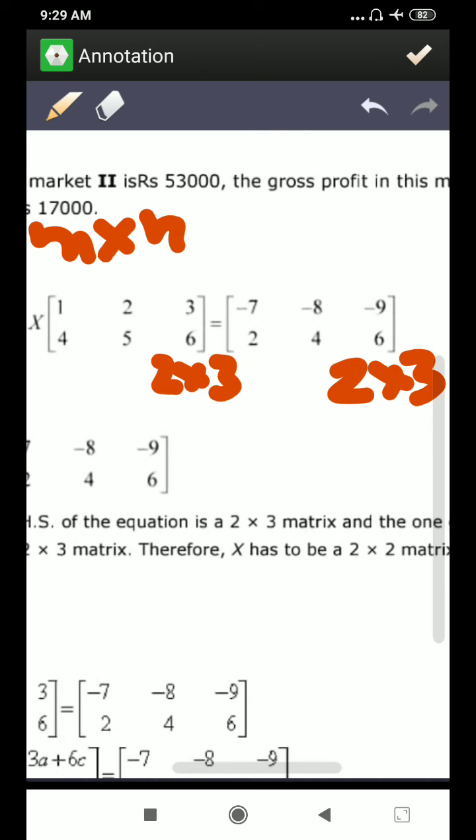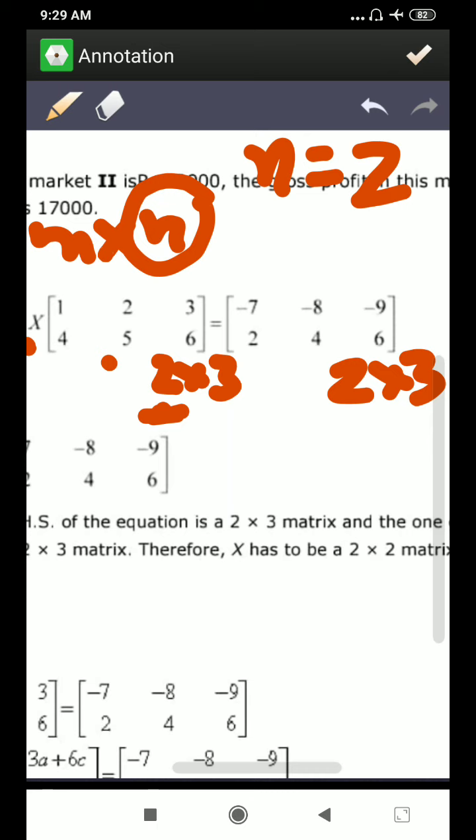So see, as we are taking the product of X and this matrix, the product of two matrices is possible only if the number of columns in the first matrix is equal to the number of rows in the second. It means the number of columns in X is equal to 2. So N is 2. Further, what would be the answer? If we multiply two matrices, this and this, the product will have order equal to the number of rows in the first into the number of columns in the second. So what will be the order of their product? It should be M into 3.